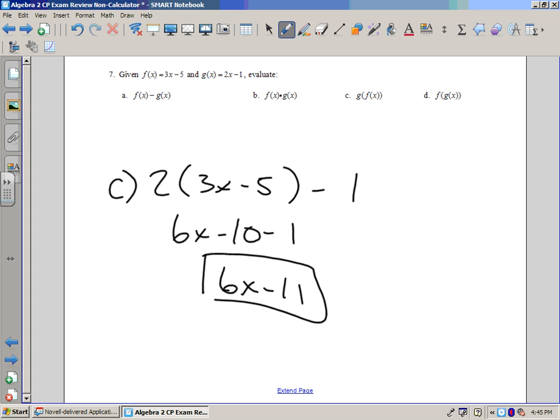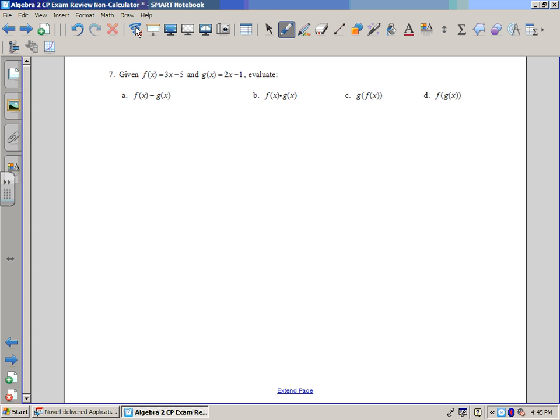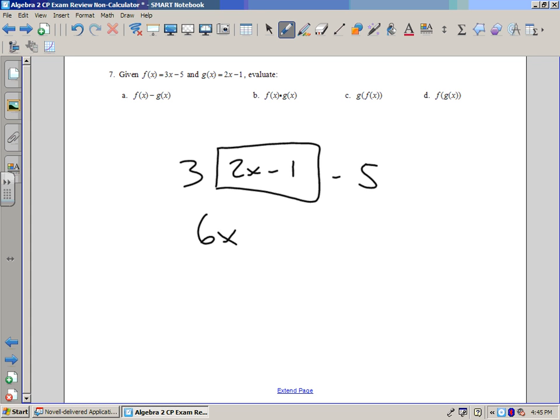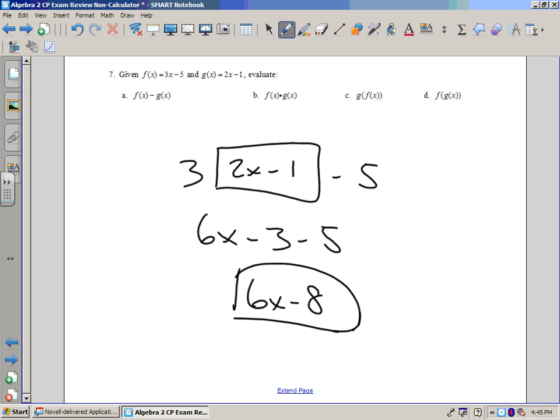D, f of g of x. This time I'm going to do the f of x function, which is 3 times some sort of number minus 5. Well, what number am I plugging in? I'm plugging in an expression, g of x, which is 2x minus 1. Distributing out, I get 3 times 2x is 6x minus 3 minus 5, which is 6x minus 8.